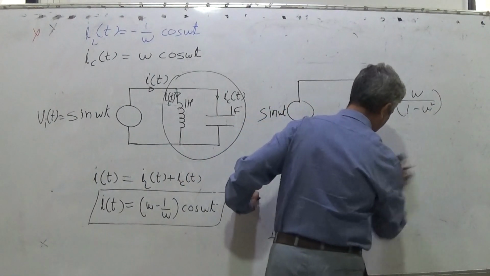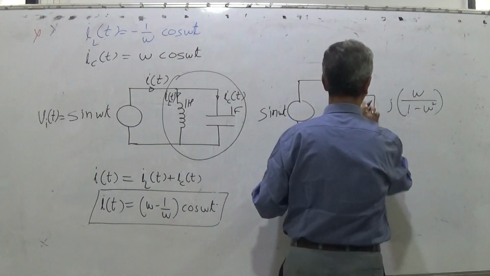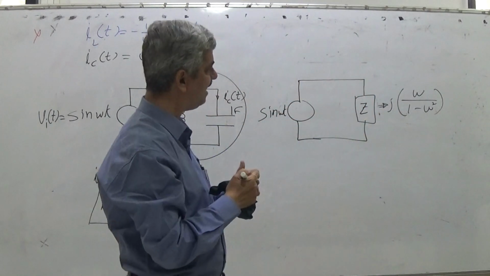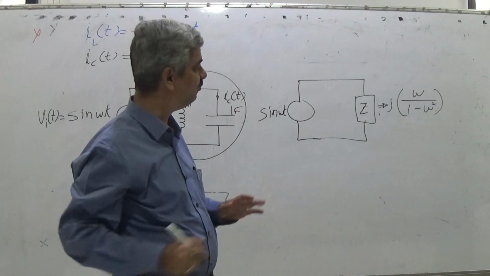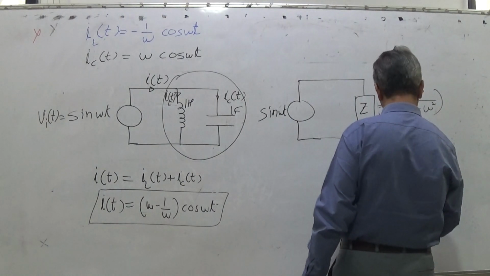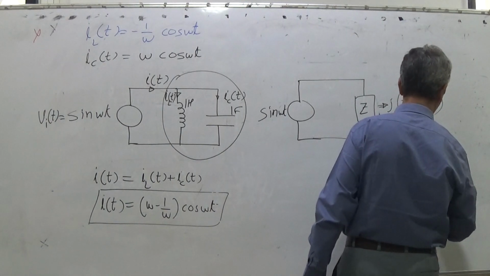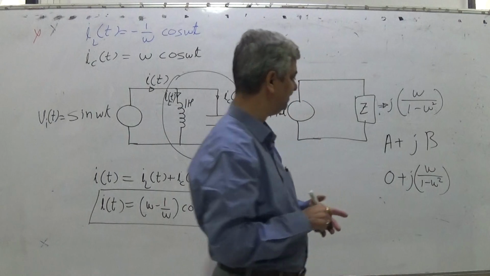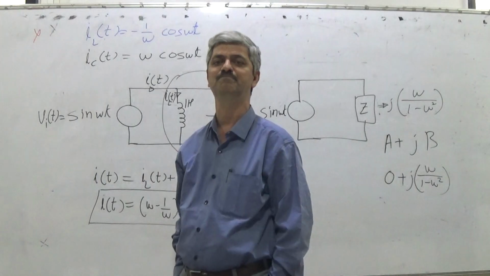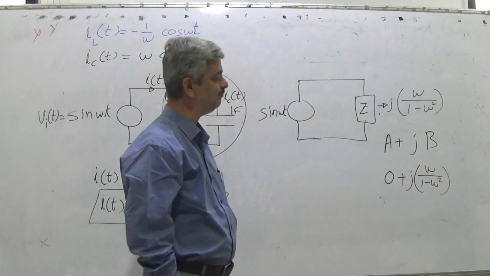We did not have any resistor in the circuit. So this is Z, which is equal to J into omega upon 1 minus omega square. So in the form of A plus JB, it is 0 plus J into omega upon 1 minus omega square. So one thing is very clear, that the resistive part is 0. So impedance of L parallel C is purely reactive, J into bracket, which is some function of omega.